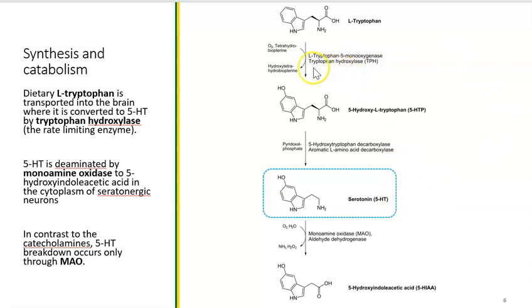Okay, so tryptophan hydroxylase helps create 5-hydroxy-L-tryptophan, or 5-HTP. This is pretty much just TPH plus lots of oxygen. And then you've got that phosphorylation happening, which then creates serotonin. So that's how we get serotonin.